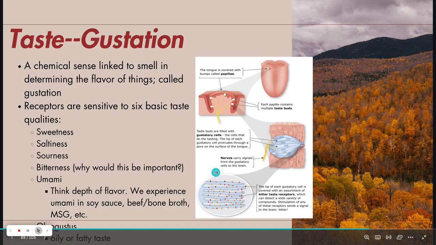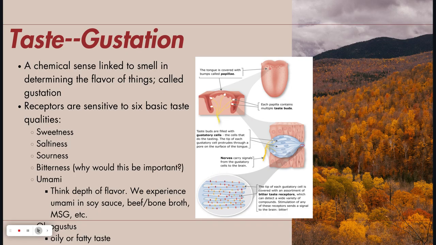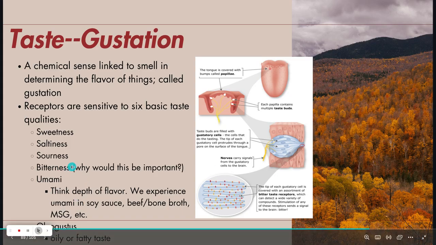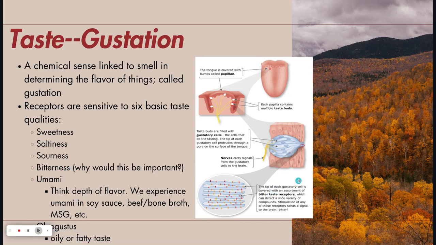Fun fact, the tip of each of the gustatory cells is covered with an assortment of bitter taste receptors, which can tell us, hey, bitter. And this is kind of jumping ahead to bitterness here. Bitter is the most likely taste for things that are dangerous to you. So from an evolutionary sense, bitterness was a protective mechanism, but also bitterness is in foods that we enjoy, like coffee, or foods that are really good for us, like green cruciferous vegetables like Brussels sprouts or broccoli.